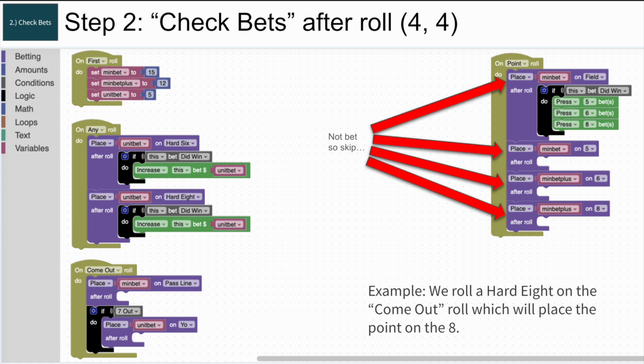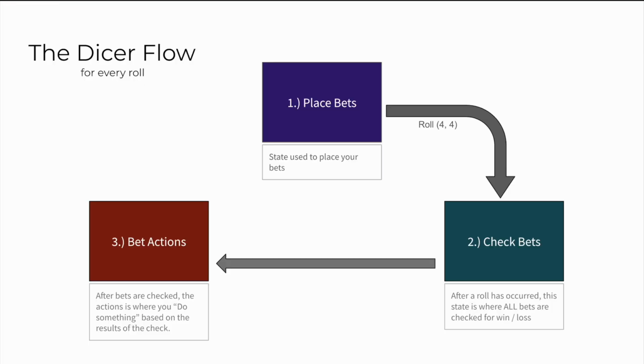As for the other bets in the point event block, since we are still in the check bets step and they have not yet been bet, these will also not be checked. It is important to note, however, that they will be processed eventually when we get back to the place bet step. We will now move to the next step in the flow, which is the bet action step.